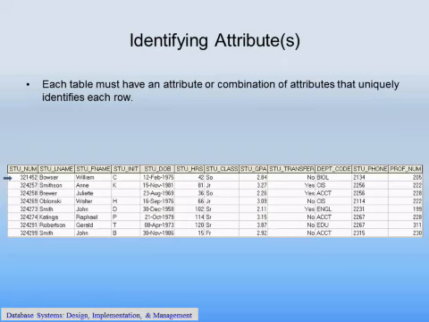Each table must have an attribute or combination of attributes that uniquely identifies each row. In this example, the attribute student number uniquely identifies each row because all values are unique. That is, there are no duplicated values.